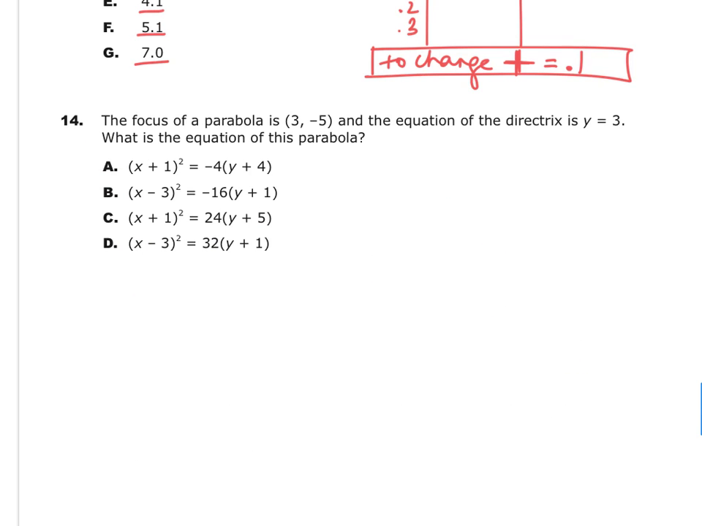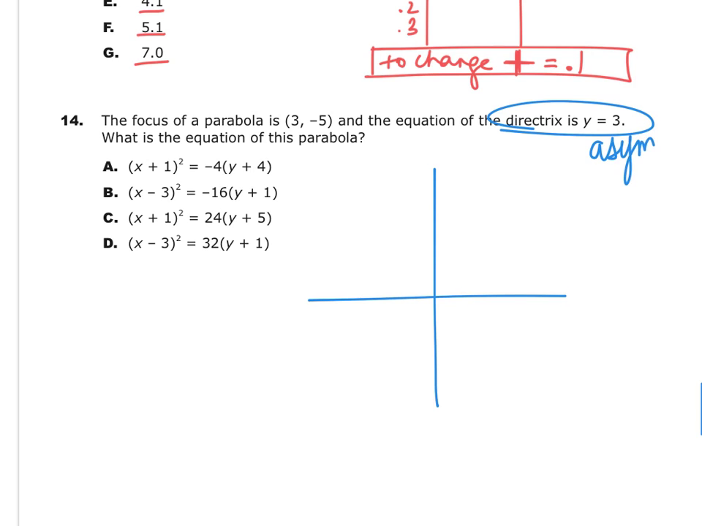All right, 14. We said this one, you will have graph paper tomorrow, and this one will be easier to do with graph paper. So they've given us the directrix. Remember, this is very similar to an asymptote. So I'm going to graph y equals 3, kind of like I would an asymptote. And then I've got the focus. So we want the vertex. The focus is the point that it's going to loop around. And it does give you the keyword that this is a parabola, so you know you're going to have a U shape somehow. So the focus is at (3, -5).